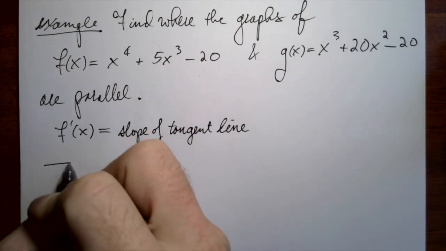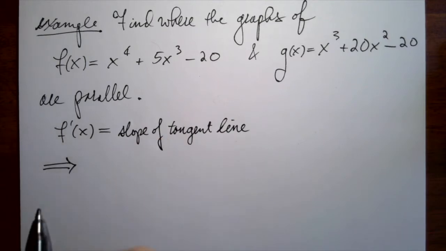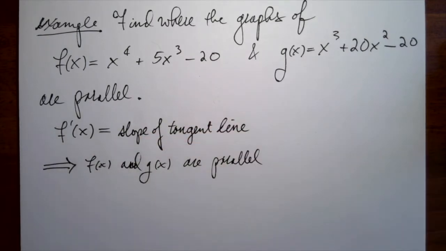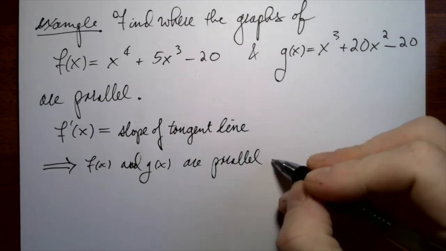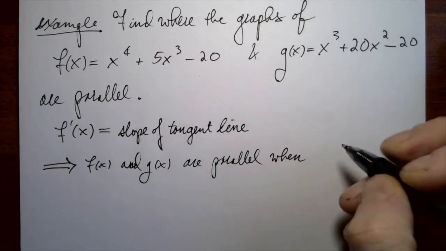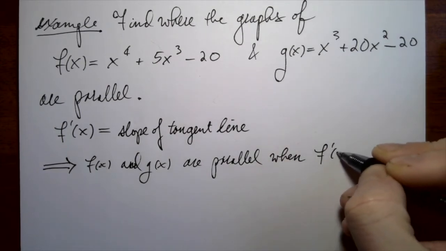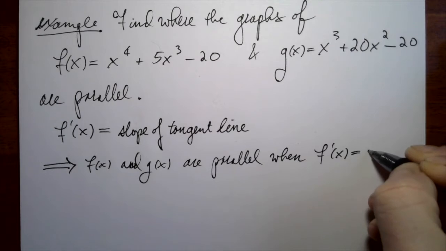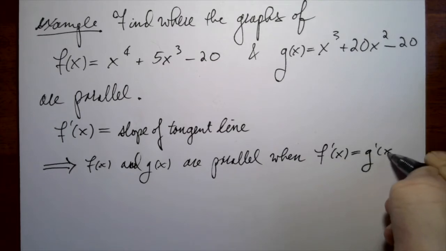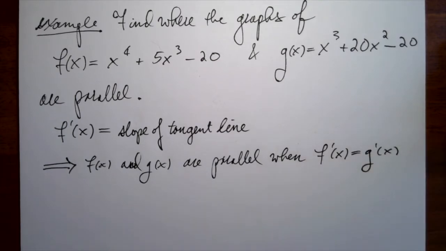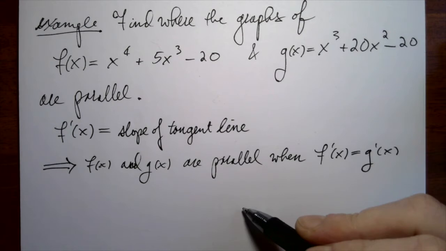Well, two lines are parallel precisely when they have the same slope. So that means f of x and g of x are parallel precisely when their derivatives are equal. Because that means that they'll be pointing in the same direction. Their tangent lines at those two points will have the same slope. Now that doesn't mean that they go through the same point.